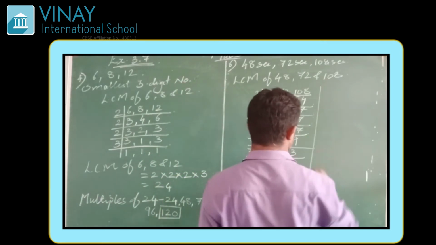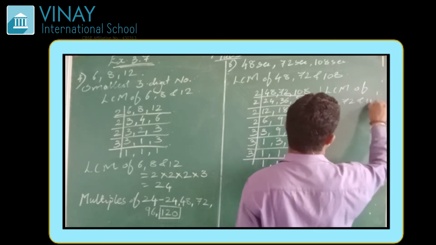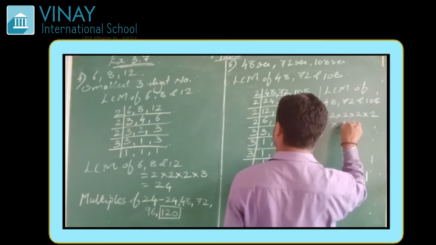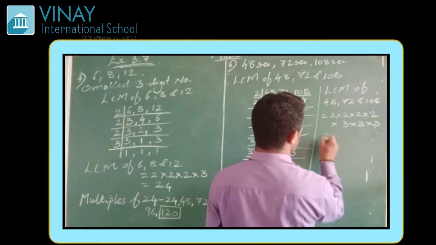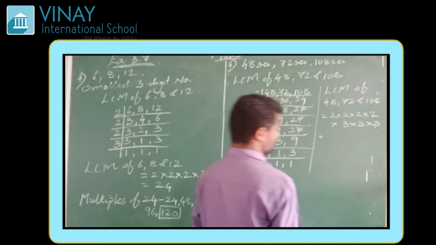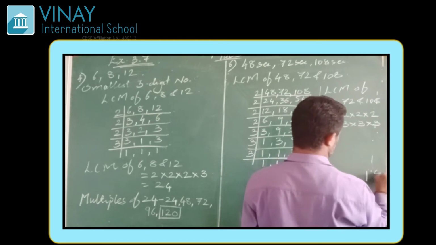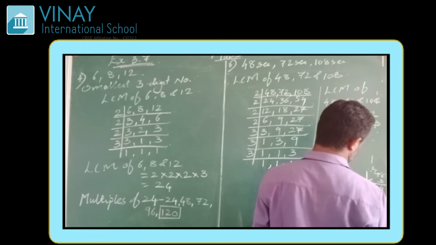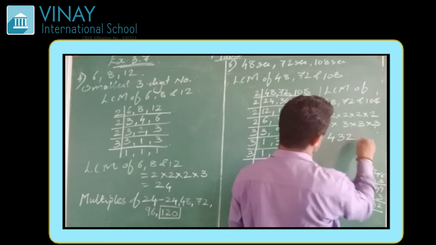So the LCM of 48, 72 and 108 is equal to 2 into 2 into 2 into 2 into 3 into 3 into 3, which will be equal to: 2 twos are 4, 4 twos are 8, 8 twos are 16, 16 threes are 48, 48 into 3 is 144, again 144 into 3 will be 432.